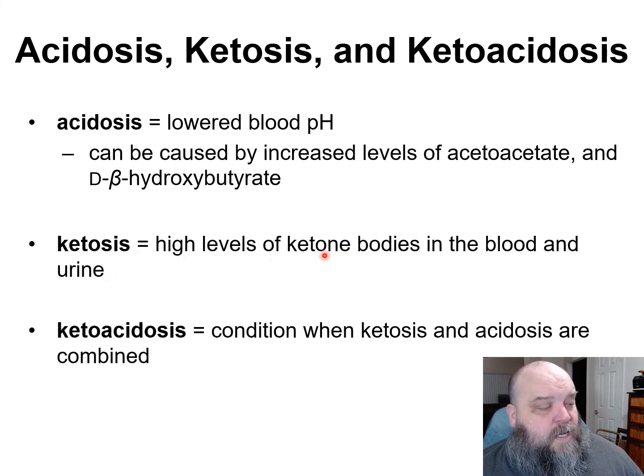Ketosis is when you have high levels of the ketone bodies in the blood and urine. So you're actually passing out these ketone bodies. They're so high that your kidney is filtering them out, and they're going to actually show up in your urine. If these ketone bodies get high enough, you're going to start getting lowered blood pH. This is what is known as ketoacidosis. This is not a good thing to be in, especially for diabetics.